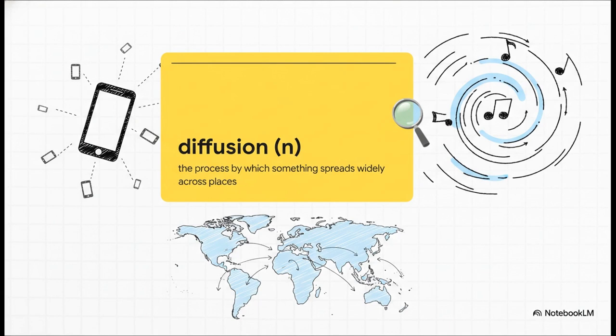First on our list for this section is the noun diffusion. This is the big picture word. It's all about how something spreads far and wide, across huge areas, think countries, or even the whole planet, like the diffusion of new technology, right? It starts in one place and then spreads everywhere. And if you want the verb form, that's diffuse.